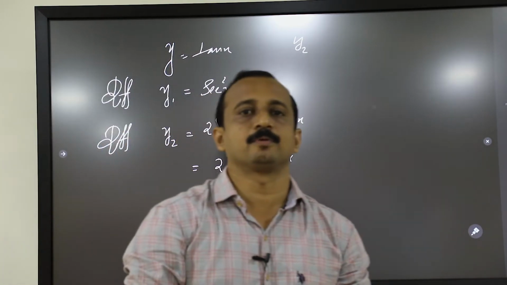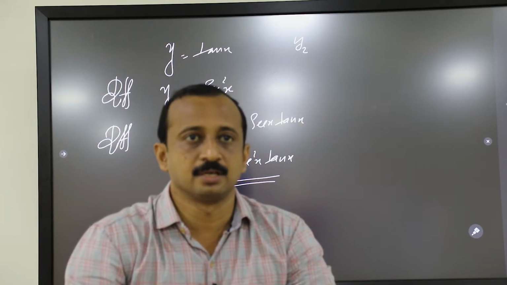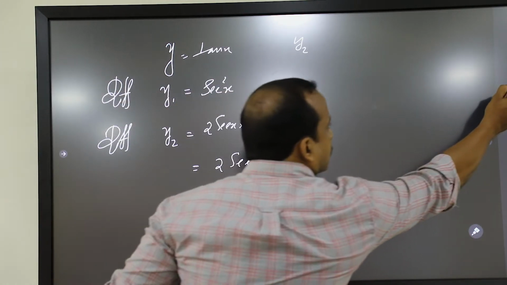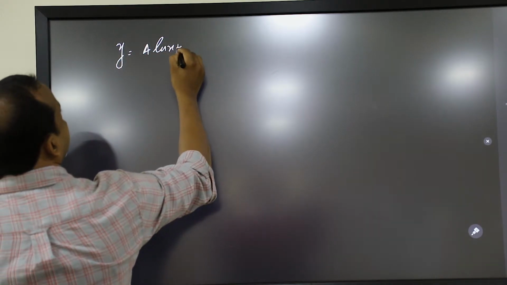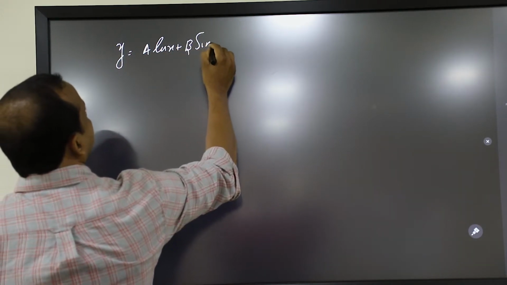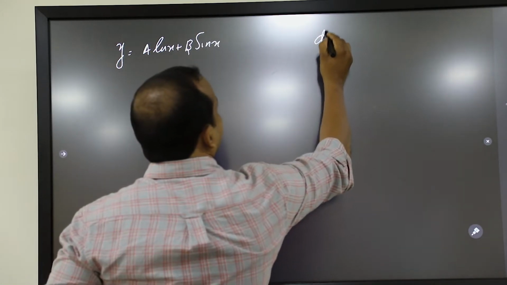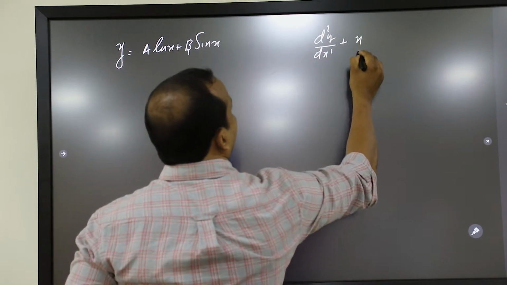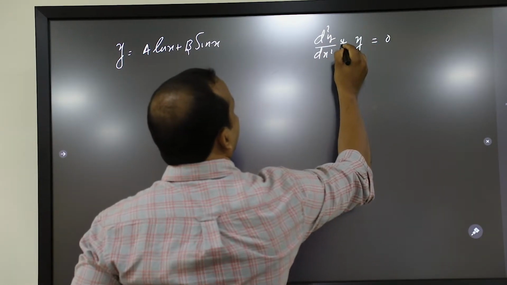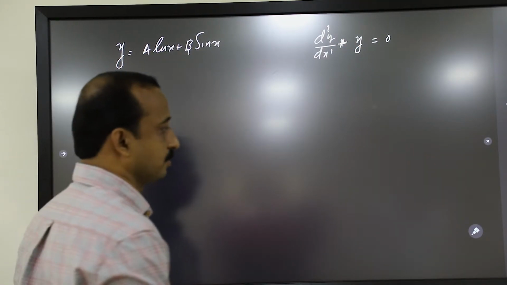But the majority of problems based on the second derivative are prove type questions or show that type questions. Now we start those questions. Y is equal to A cos x plus B sin x. Prove that d square y divided by dx square plus y is equal to 0.